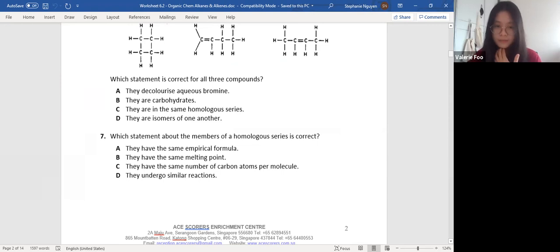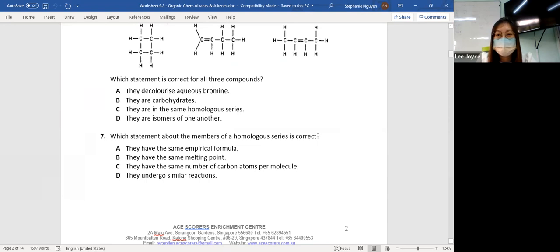How about A? They cannot have the same empirical formula. You look at alkanes, CH4, C2H6. Can we reduce CH4 further? We can't. CH4 is the simplest formula. But we can reduce C2H6, which will get to CH3. But they do not have the same empirical formula. Only alkenes will have the same empirical formula, which is CH2. But it doesn't mean that all families or all homologous series will have the same empirical formula. Understand? Any other questions?